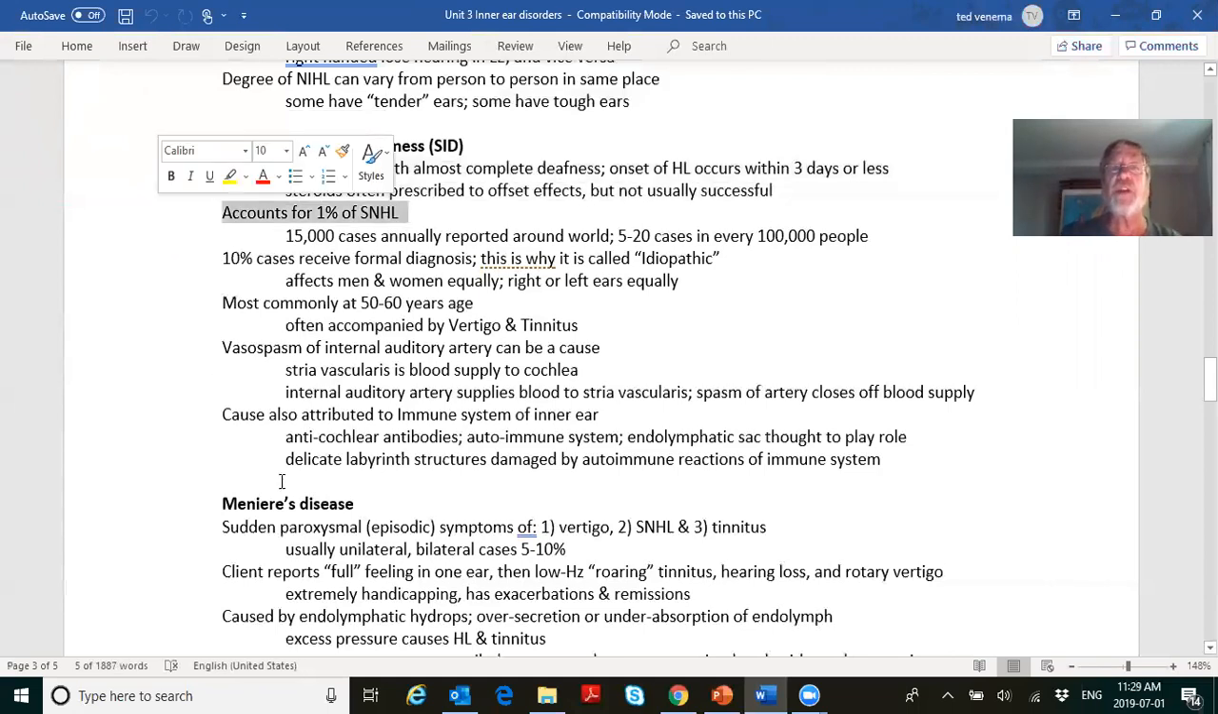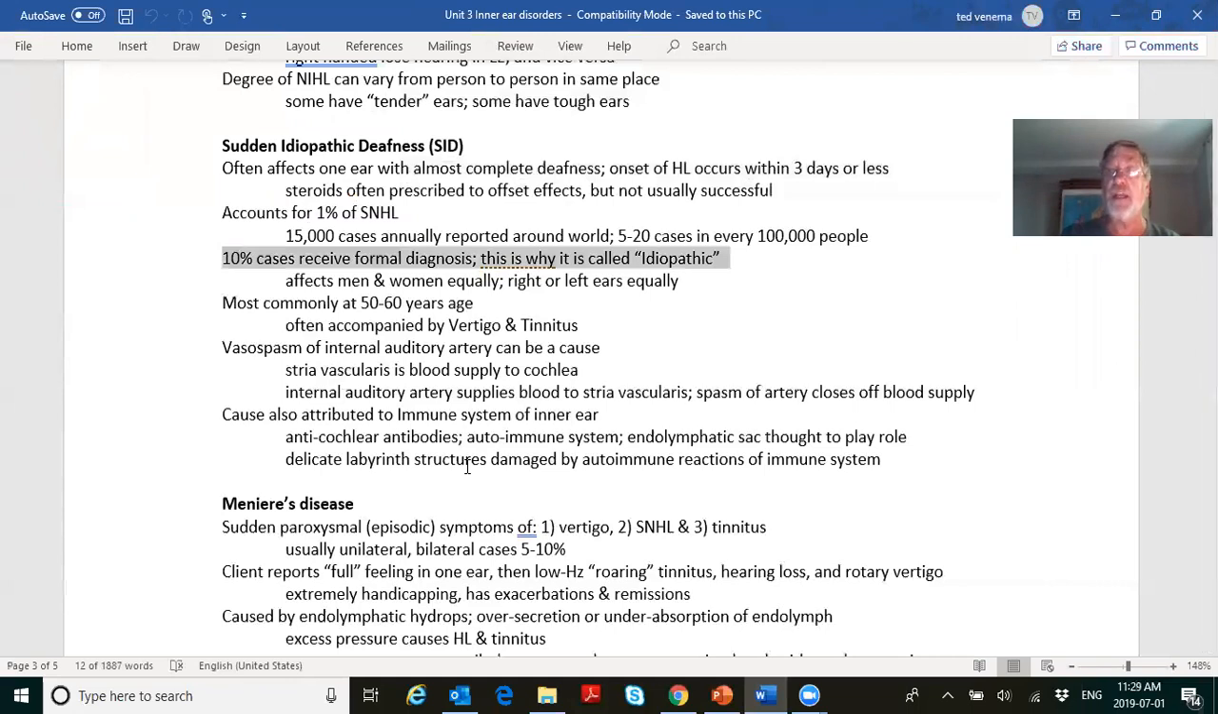Sudden idiopathic deafness accounts for about 1% of sensorineural loss. Only 10% of cases receive a formal diagnosis, and this is why it's called idiopathic. We don't know the cause. We just don't know.